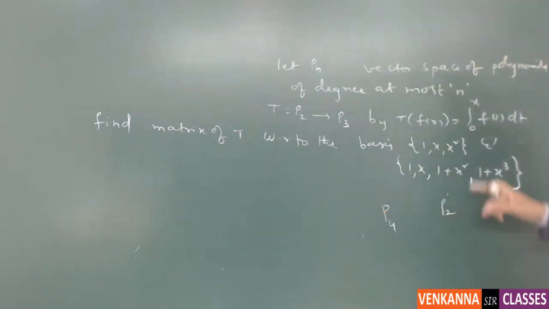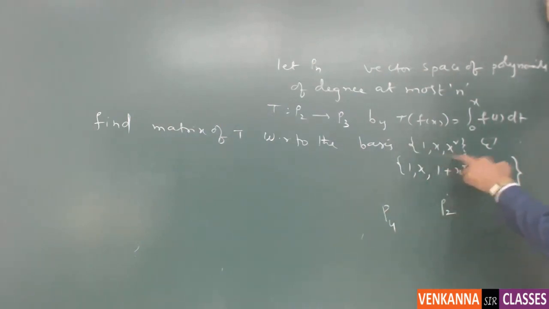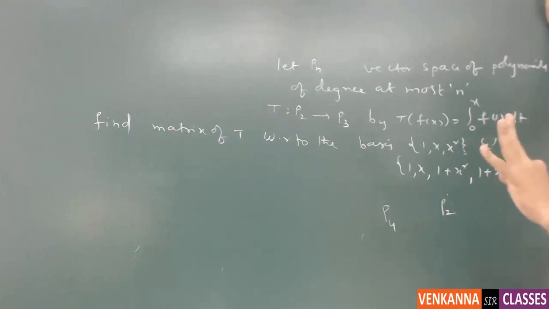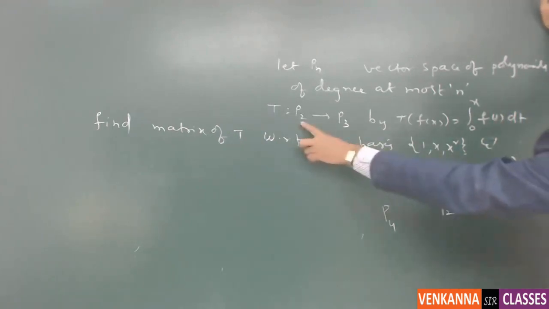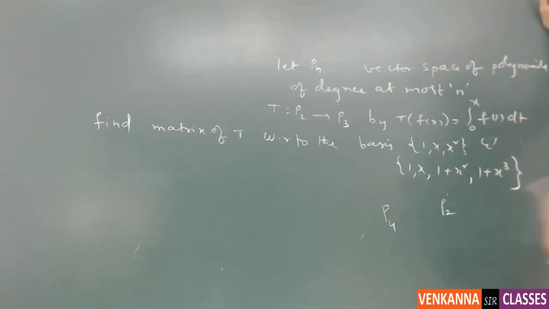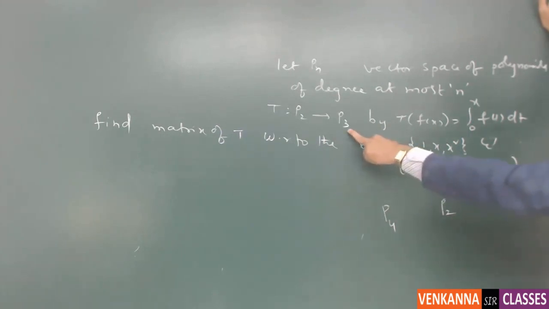And with respect to these bases, I should say. If you observe that 1, x, x square, it contains 3 values. This is the basis for P2, the domain, because the highest power of x is 2. In P2, the highest power of a polynomial is nothing but 2. If you observe this basis, 1, x, 1 plus x square, 1 plus x cube, this is a basis for the codomain, because here the highest power of x is 3.